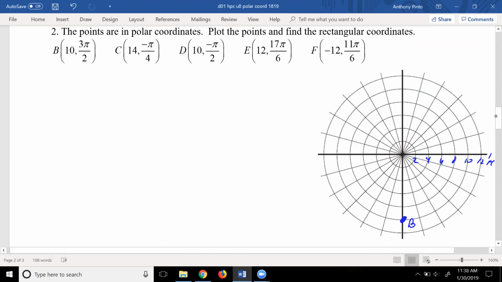What I want you to do is pause the video and on your own graph points C, D, and E. I'm going to plot them right now so that when you hit play again, you'll see where they are. So please pause your video now.